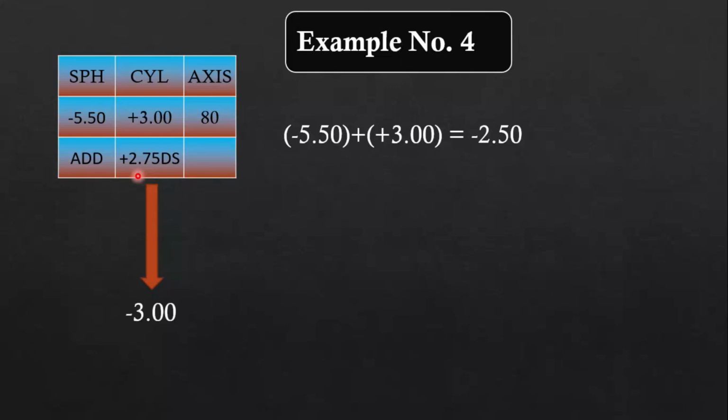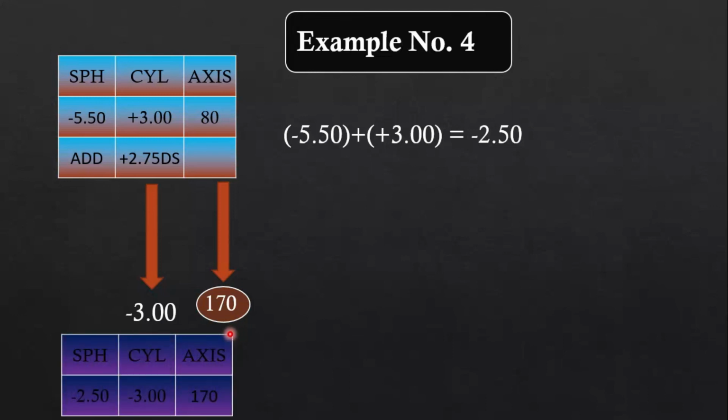For new cylindrical, we have to change the sign of cylindrical but not the value of cylindrical, and you will get the new cylindrical. Here the sign of cylindrical is plus and it will become minus, and the new cylindrical would be minus 3 diopter cylinder. And for a new axis, we have to add the value of 90 in the axis value of 80, and after adding 90 in the value of 80, you will get the new axis value, that would be 170 degrees. So for distance prescription, after transposing, the prescription would be minus 2.50 diopter sphere with minus 3 diopter cylinder at the axis of 170.